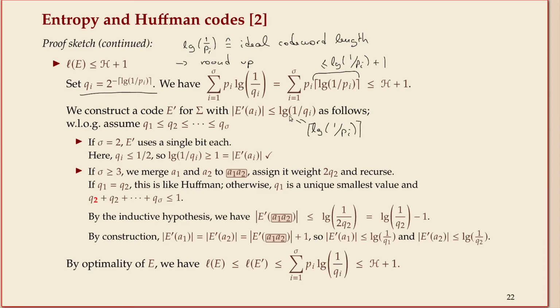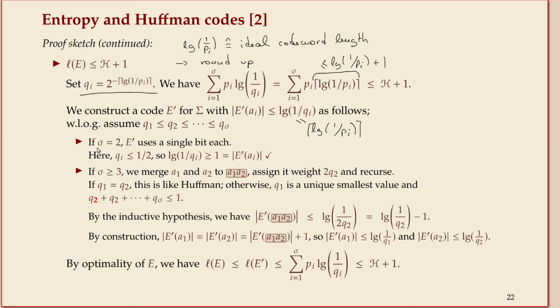It's just a fancy way of writing it, but it's convenient to use it that way. So we construct a code E prime so that all the code words are at most that long. And just by renaming the alphabet, we can assume that the alphabet is sorted so that the first character is the least frequent one.